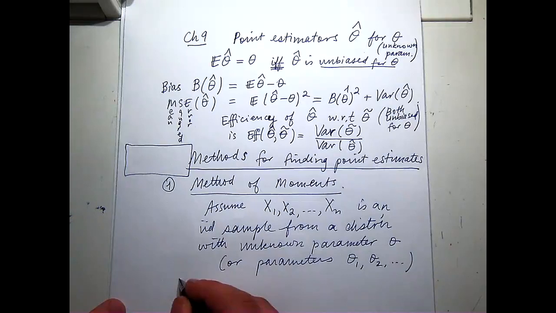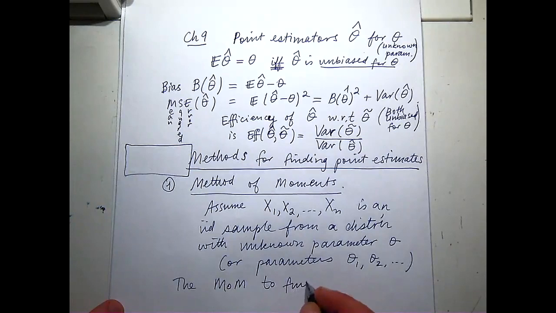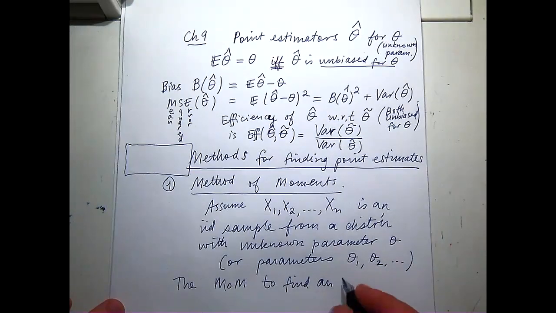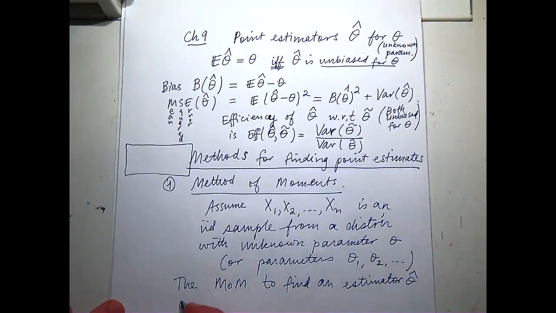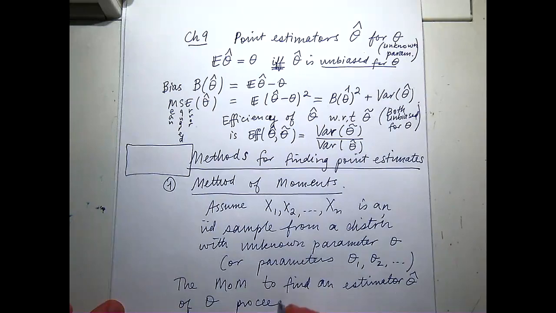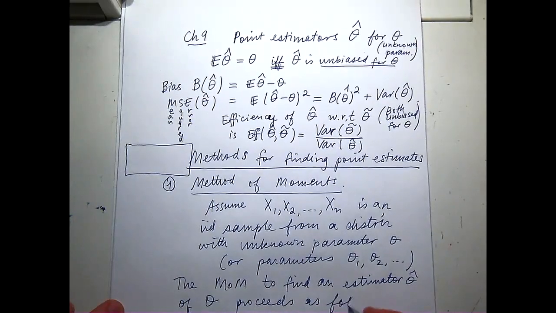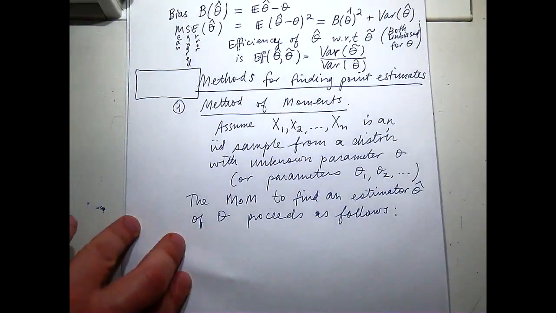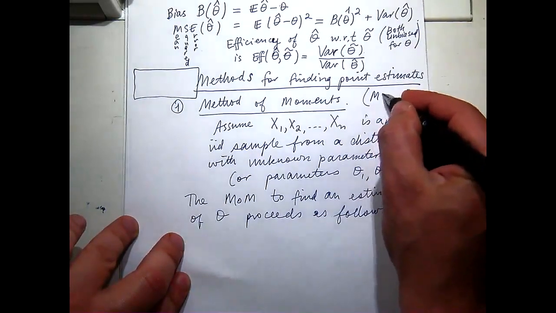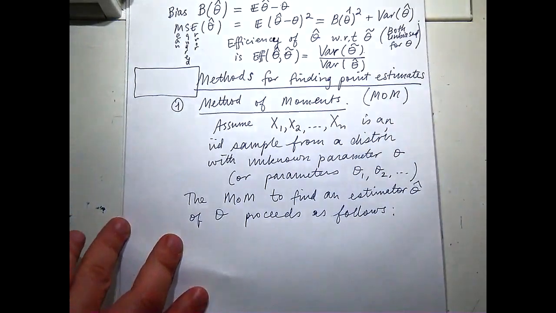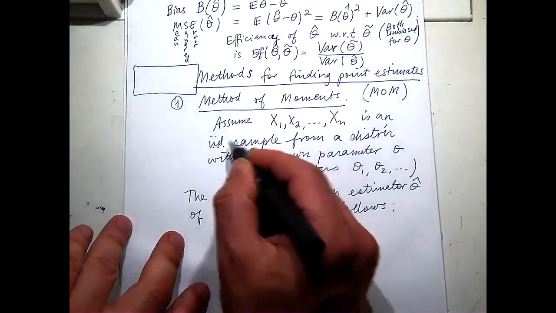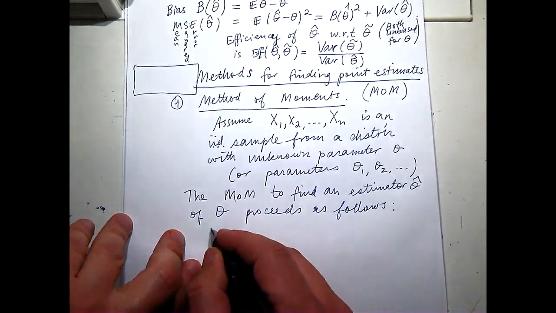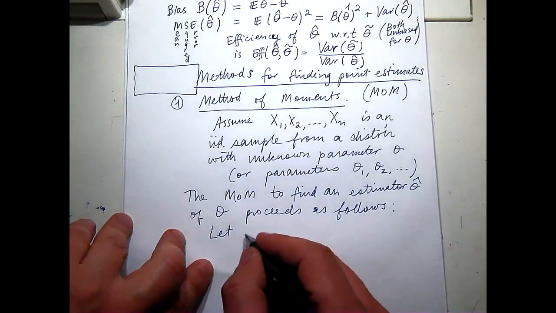Then, the method of moments. To find, I'm just going to do the one parameter case first. An estimator theta hat of theta proceeds as follows. So how does it proceed? Well, we're going to use moments. Now, it's important that I said IID, so we're going to have these raw moments.